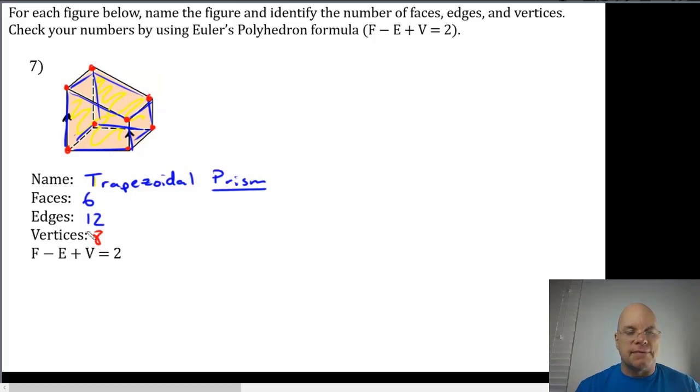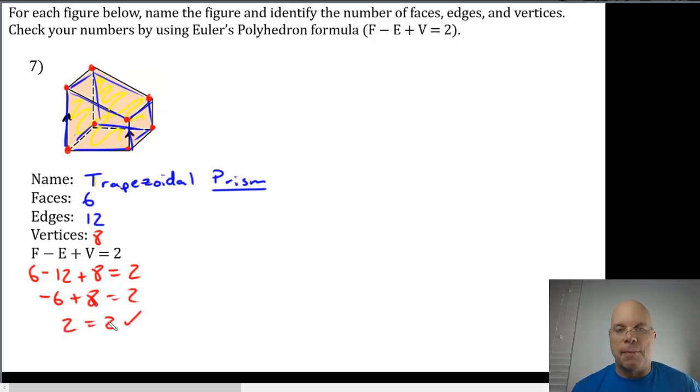If you substitute these values into Euler's formula, you have 6 minus 12 plus 8 should equal 2 if we counted correctly. 6 minus 12 is negative 6. Plus 8 equals 2, and negative 6 plus 8 is 2. So 2 equals 2. We see the reflexive property, and we know we have the correct count on each one of these.